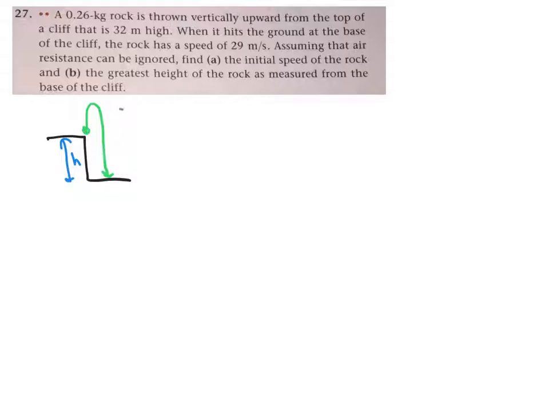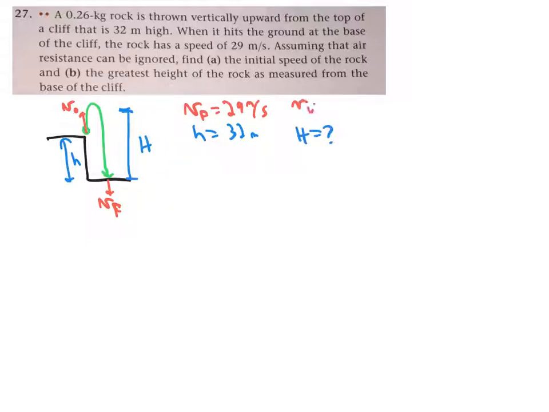And I'm going to call the greatest height that it has capital H, the initial velocity, which is what we're looking for, I'm going to call V0. The final velocity, I'm going to call VF, right before it hits the ground. And we know some of these things. For instance, we know that VF is 29 meters per second. And we know that little h is 32 meters. And what we're looking for is big H, and we're looking for V0.